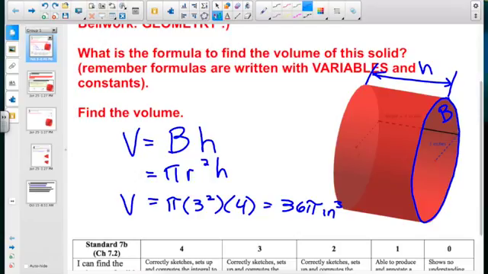We leave a lot of things in terms of pi. We just leave it like that. We know that means 36 times 3.14. So we're talking somewhere just over 100, right? Cubic inches.